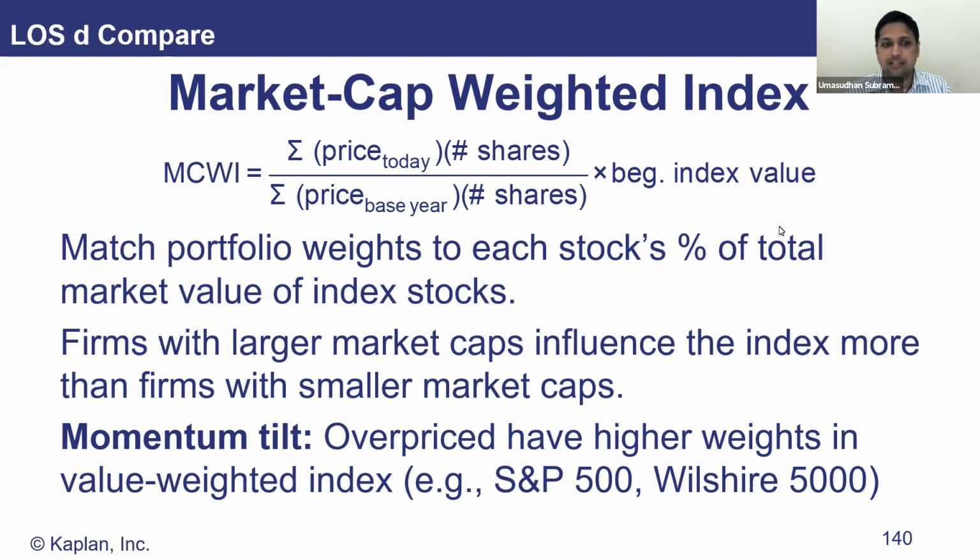So look at this. What they are saying is, firms with larger market caps influence the index more than firms with smaller market caps. Momentum tilt. Overpriced stocks have higher weight in a value weighted index. That's very true, isn't it?